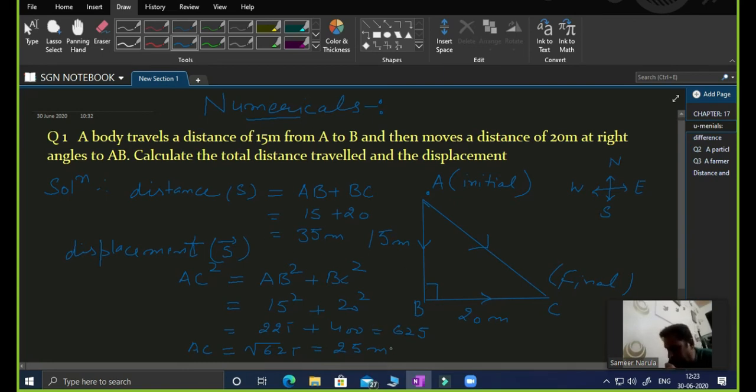Now a very important thing is that the direction must be there. Now just try to see the direction. If I extend this direction chart to here, it should be showing this direction, and this is nothing else than southeast. So your displacement is 25 meter towards southeast. Now it is completely defined.